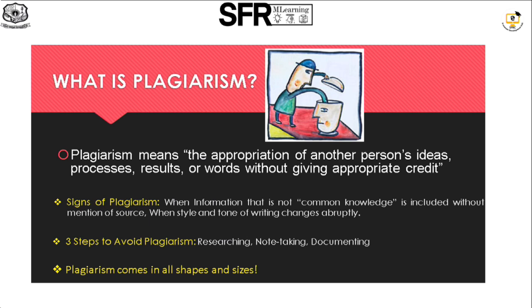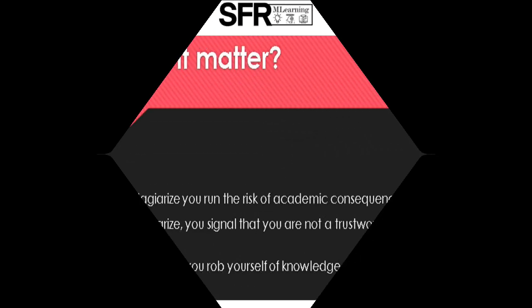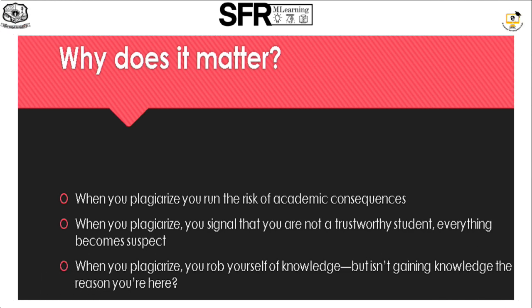There are 3 steps to avoid plagiarism. They are processing, note taking and then documenting, that we can see one by one. Then, plagiarism comes in all shapes and sizes. Why does it matter? Why do you have to consider plagiarism? When you plagiarize, you run the risk of academic consequences. When you plagiarize, you signal that you are not a trustworthy student. Everything becomes suspect. When you plagiarize, you rob yourself of knowledge, but isn't gaining knowledge the reason you are here?